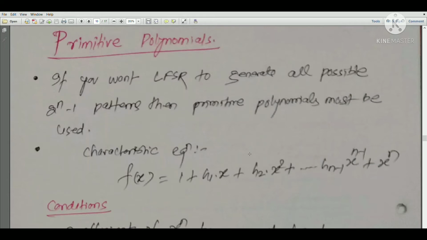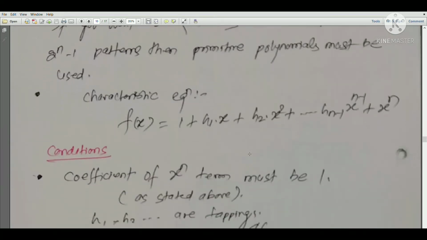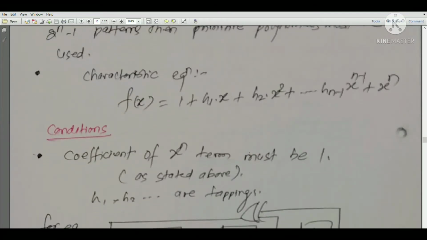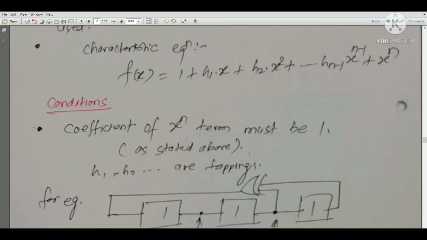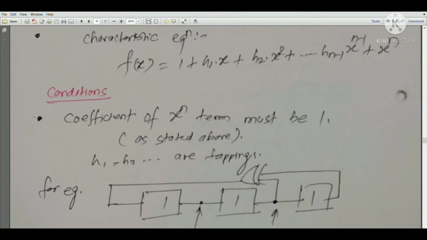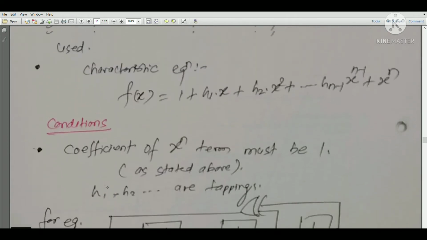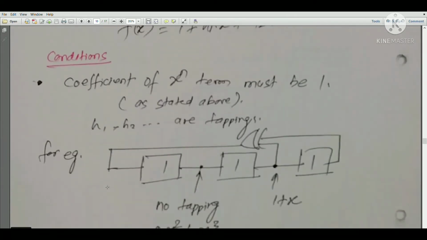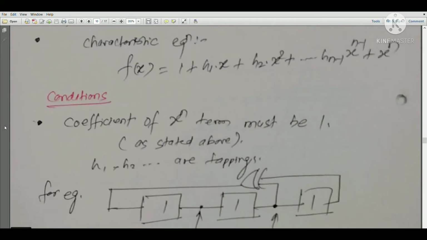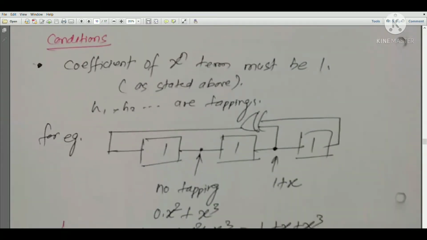Now the characteristic equation for this polynomial is f(x) = 1 + h1 x + h2 x^2 + ... + h(n-1) x^(n-1) + x^n, and so on. Now what are h1, h2 and so on? They are tappings. We will see what tapping is. What are the conditions to have this particular primitive polynomial? First condition: the coefficient of the x to the power n term must be 1, as stated above. We are writing the equation from 1 plus something, so the polynomial should have the coefficient as 1.